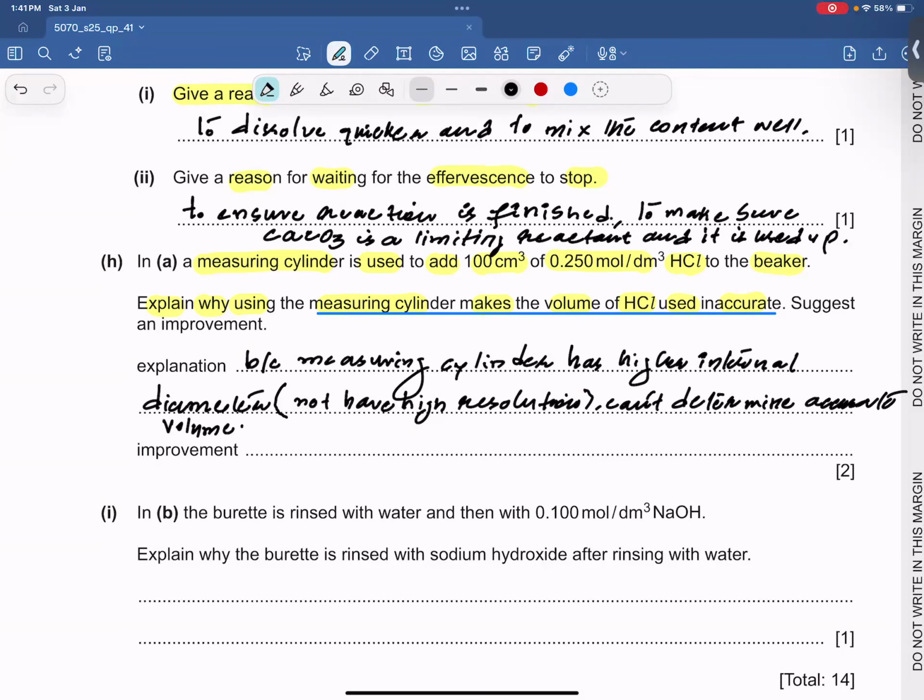Improvement: instead of using a measuring cylinder we can use a burette. And obviously we need to measure 100 cm³, so we need to use the burette 2 times to measure 100 cm³.